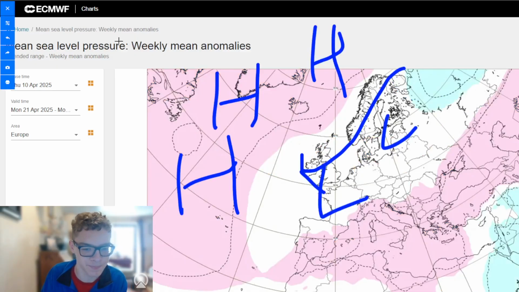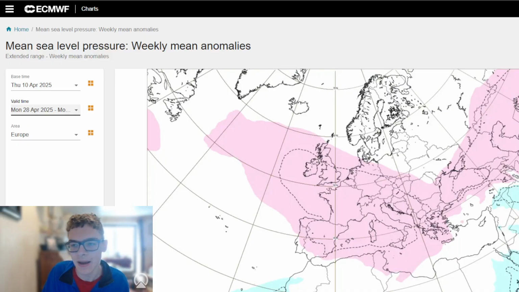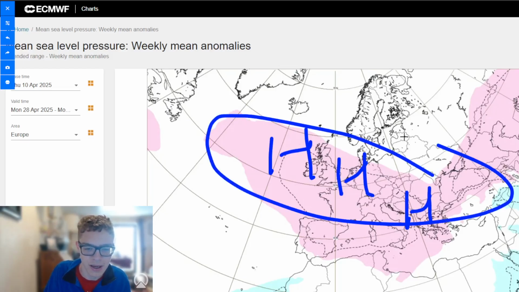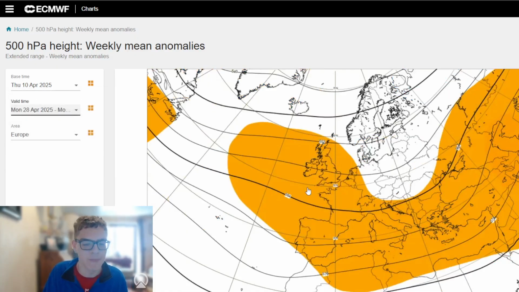Week 3 is the 28th of April to the 5th of May. And this looks quite nice actually. High pressure's ridging through many parts of Western Europe, keeping it quite dry and probably quite mild. Again, shown by that high pressure ridging in from the south into the Atlantic and through many parts of Western Europe.